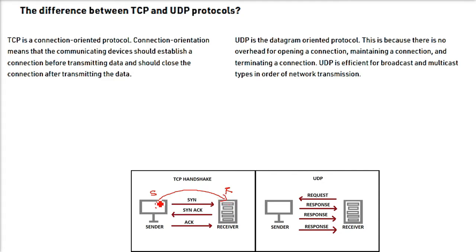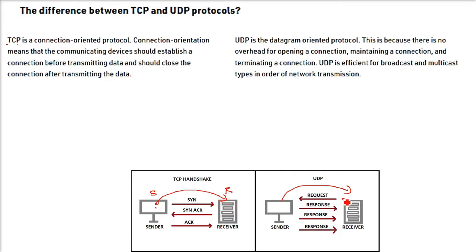The receiver will send back, okay, synchronization is okay, I am sending you ACK, the acknowledgement, and then the sender will say, oh, I got your SYN and ACK acknowledgement, and the connection is established. UDP is a datagram oriented protocol, so it is not connection oriented, it is connectionless. Why? There is no overhead for opening a connection, maintaining a connection, or terminating a connection. There is no SYN, ACK or ACK. It gets the data from the application layer and it just sends it.